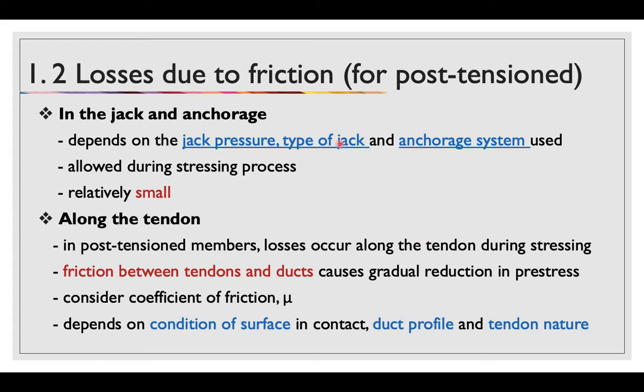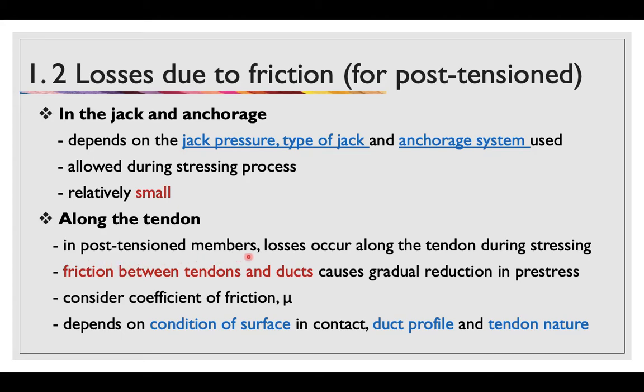Then the second one is the losses due to friction. These losses due to friction are particularly for the post-tension method. The first one is the losses due to friction in the jack and also the anchorage. These losses depend on the jack pressure, the type of jack that we are using, and also the anchorage system. These losses are allowed during the stressing process, and relatively this value is very small. Then the second one is along the tendon.